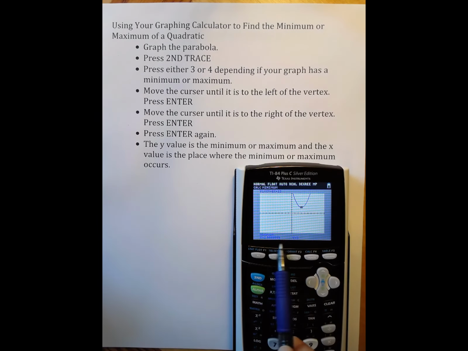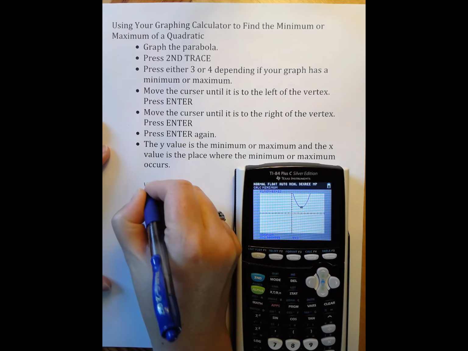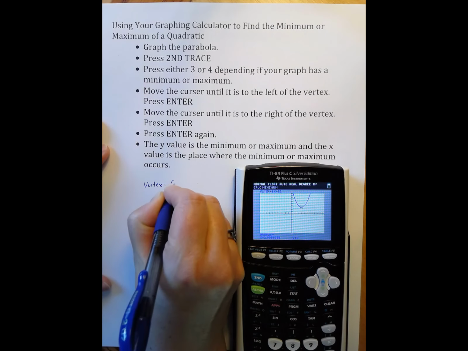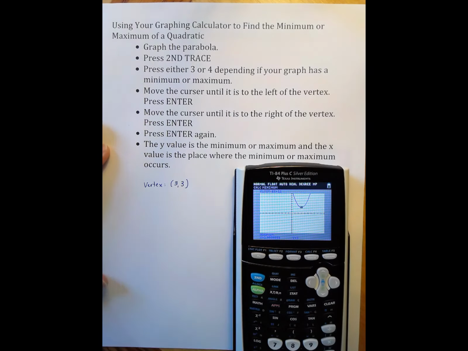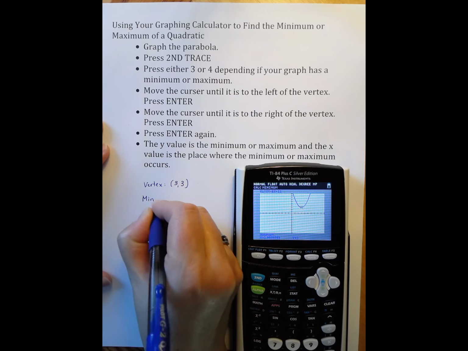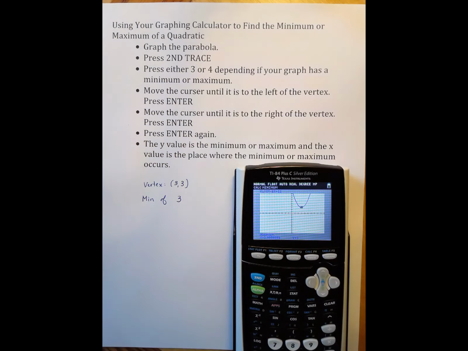The calculator here is telling me that my minimum is at 2.999999, which in this case means that, calculators being what they are, computers being what they are, we can call that 3. So my vertex is at 3, 3, but my minimum is 3. It's a minimum of 3. And again, remember, that is because my minimum value is going to be my y value.